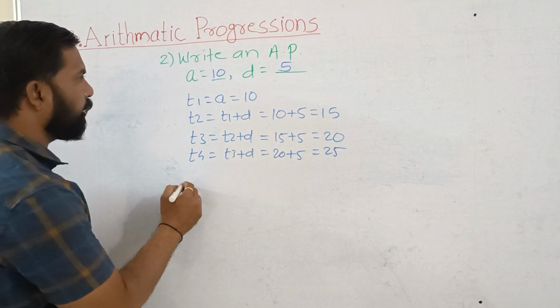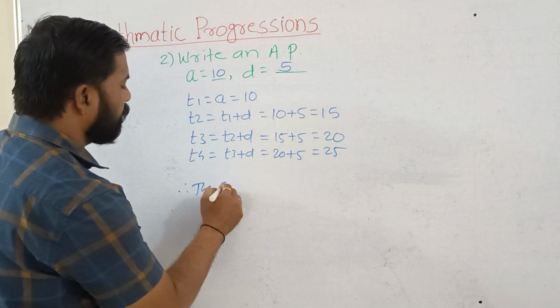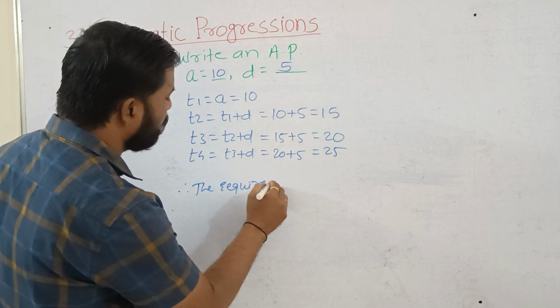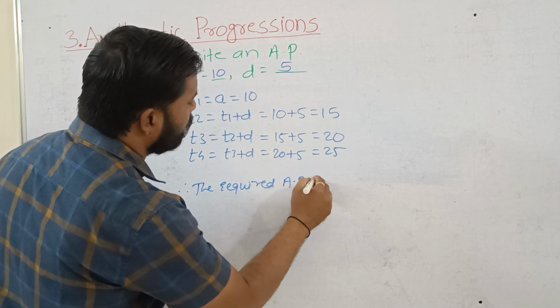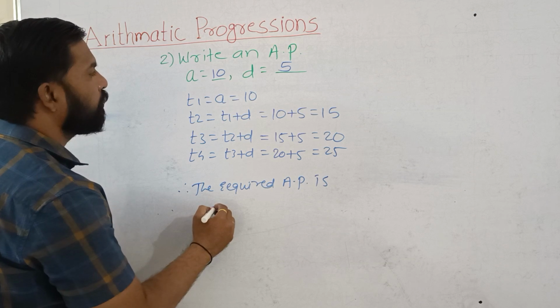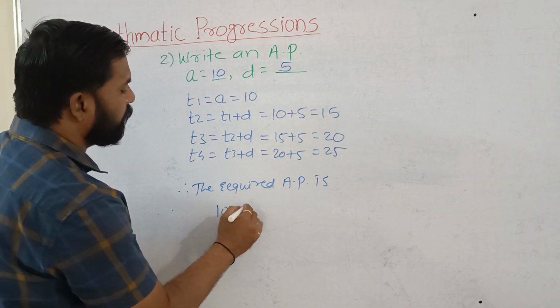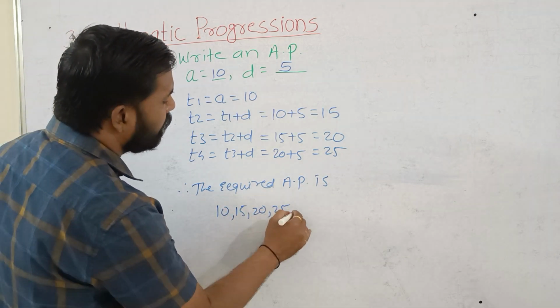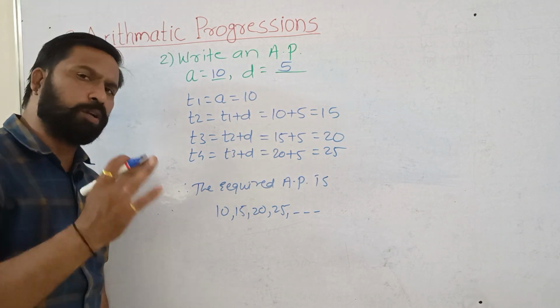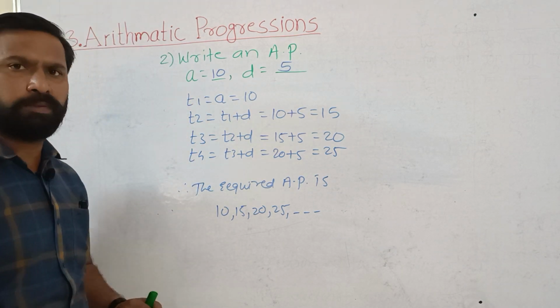Okay. Now you can write, therefore, the required arithmetic progression is, what is it? 10, 15, 20, and so on. No need to write more terms. 4 terms are more than enough.